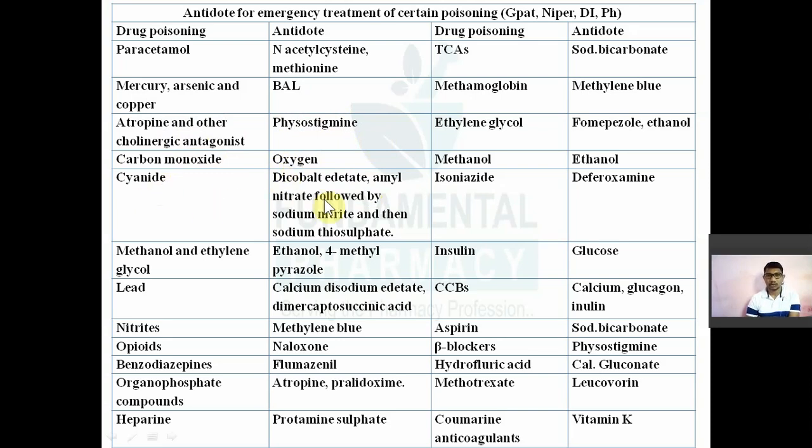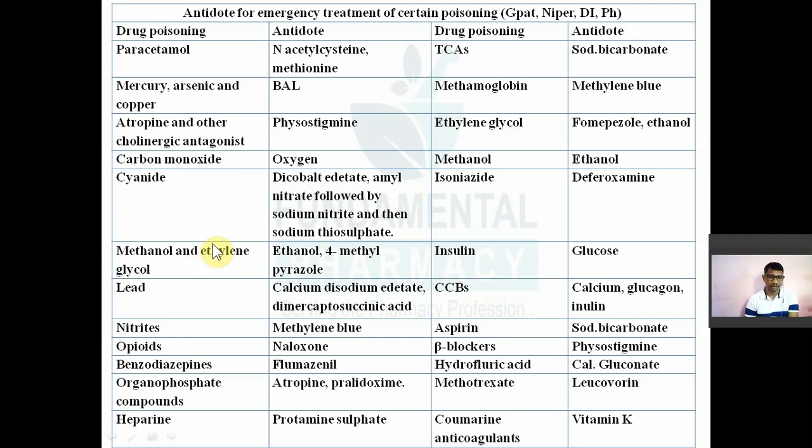If cyanide poisoning happens, which antidote is there? Dicobalt EDTA and amyl nitrate, then it is followed by sodium nitrite and then sodium thiosulfate. Sodium nitrite, sodium thiosulfate is a combination used in the treatment of cyanide poisoning. Then amyl nitrate or dicobalt EDTA is also a drug, a specific antidote for cyanide poisoning.